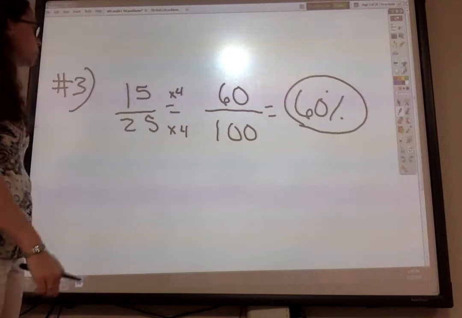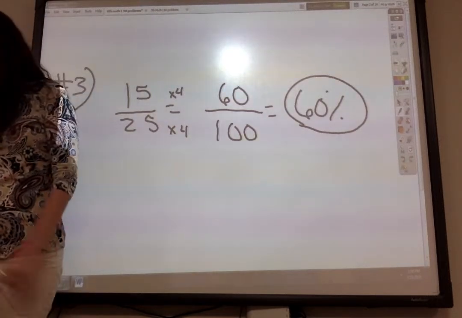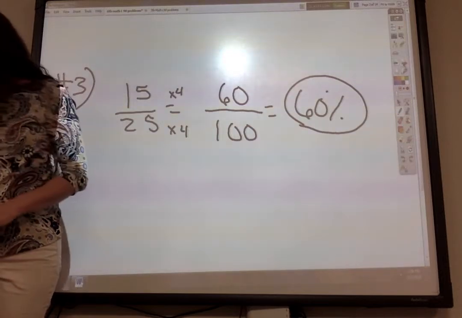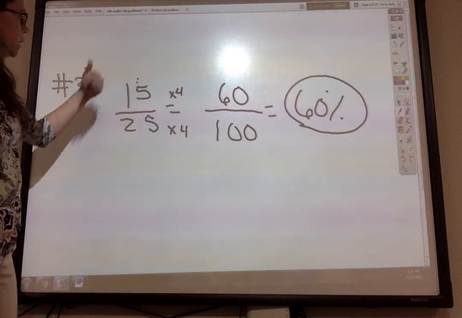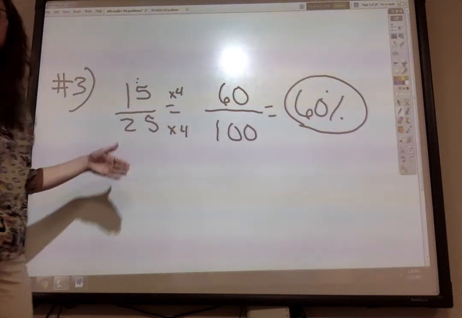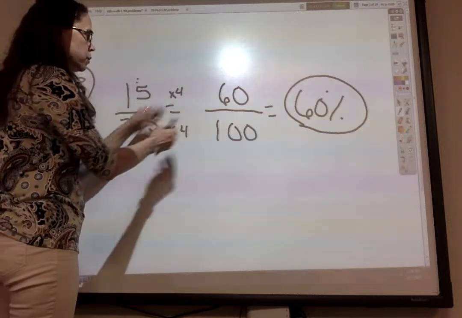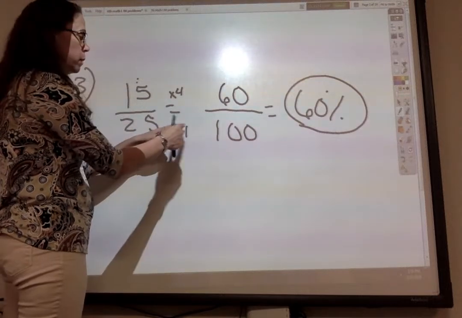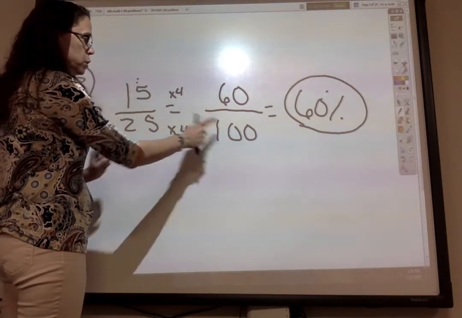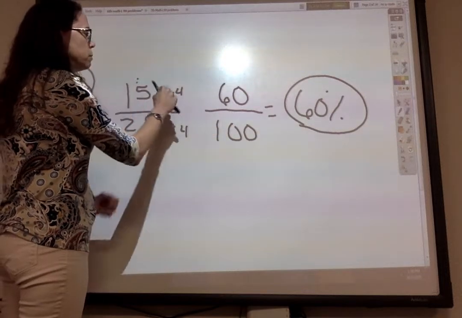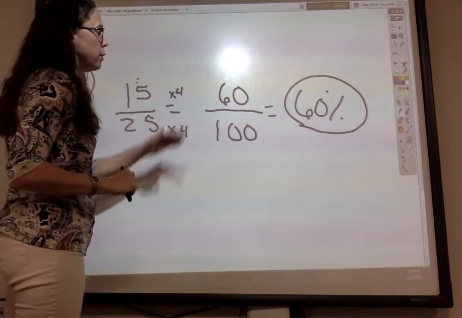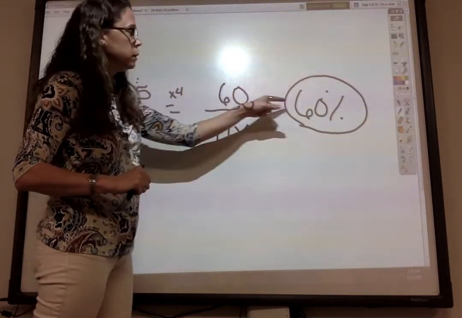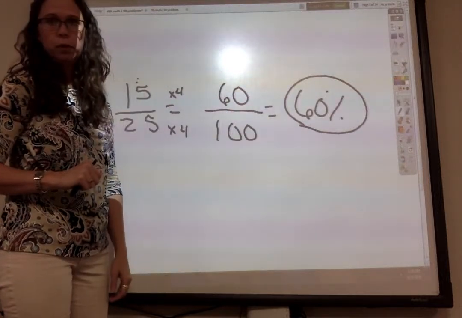Our first one was number 3. Number 3 said 15 out of 25 students were boys. So what percent were boys? I wrote it as a fraction, 15 out of 25. But then they told me that they wanted to go to percent. Well, I know that a percent is a fraction with 100 as the denominator. So I said, well, it's easy to go from 25 to 100 if I multiply by 4. So 25 times 4 is 100, so I got to do the same thing on top. 15 times 4 is 60. Now I know that if I have a fraction and the denominator is 100, then the top number is my percent. So that means 60% for boys.